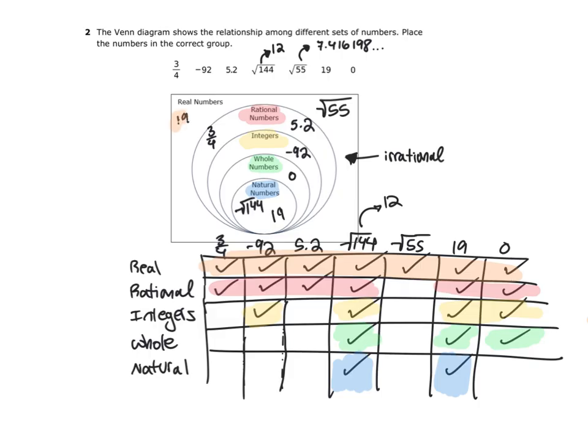That's not true. So 19 doesn't go out here. None of these other ones do. Just the square root of 55, because the square root of 55 is the only real number on my list that is not rational, integer, whole, or natural. So we have classified these correctly, and it wasn't that much work. It definitely helped to use a table.